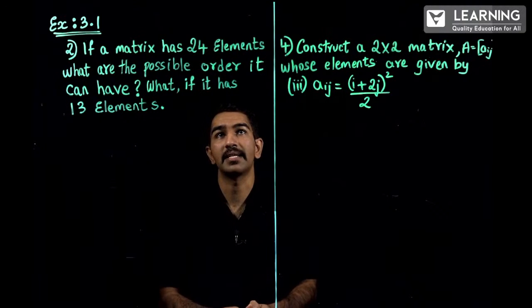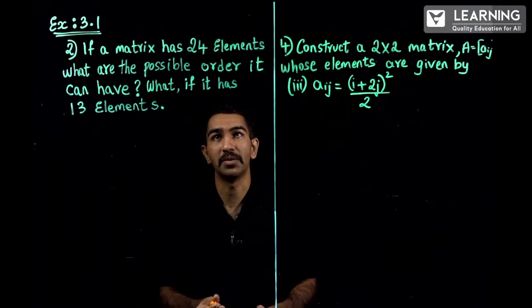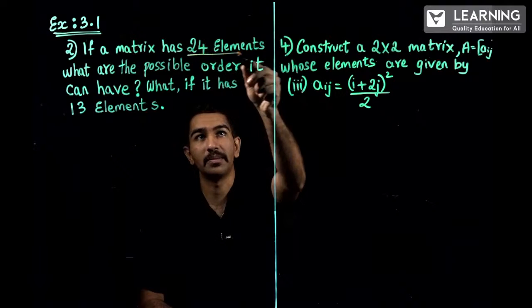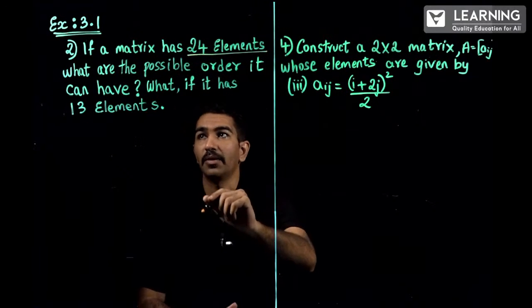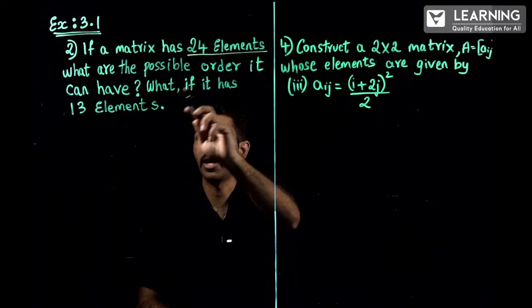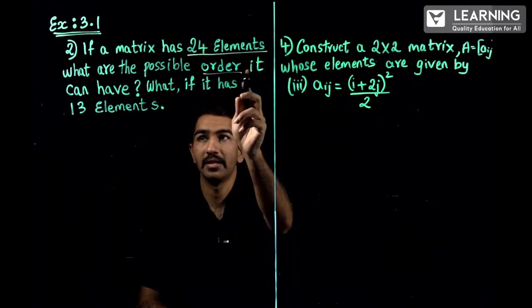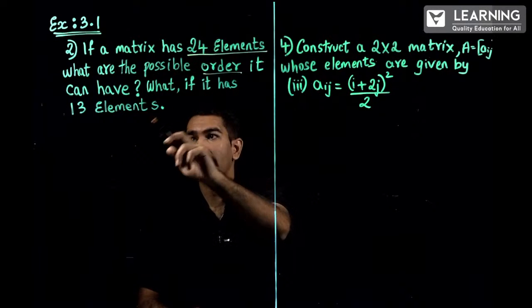If a matrix has 24 elements, what does that mean, students? What are these 24 elements? So 24 elements are inside the matrix. What are the possible orders? So order again, it can have... What if it has 13 elements?